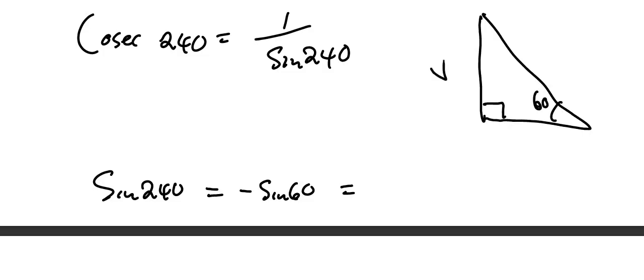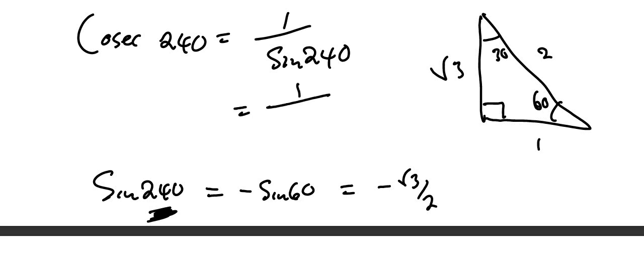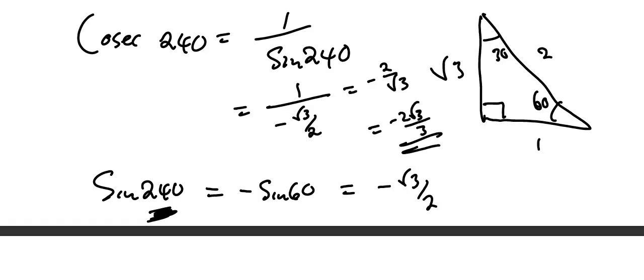So there's a 60, there's a root 3, there's a 2, there's a 1, there's a 30 this side. So sine 60 is opposite over hypotenuse. That's negative root 3 over 2. There's already a negative here because we're in the third quadrant. That's where 240 is coming from. Then we're simply going to replace here. This is 1 over negative root 3 over 2. This will end up being negative 2 over root 3. Then you rationalize this to be negative 2 root 3 over 3. So this will be your answer right here.